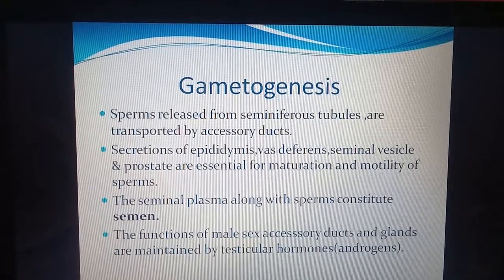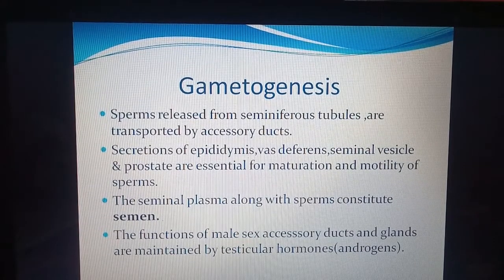They are called semen. Now the functions of the male sex accessory ducts, that is the tubes like vas deferens and vasa efferentia, and the glands like prostate gland and seminal vesicle, are maintained by testicular hormones called androgens. So these hormones control the development and maintenance of these ducts and glands.